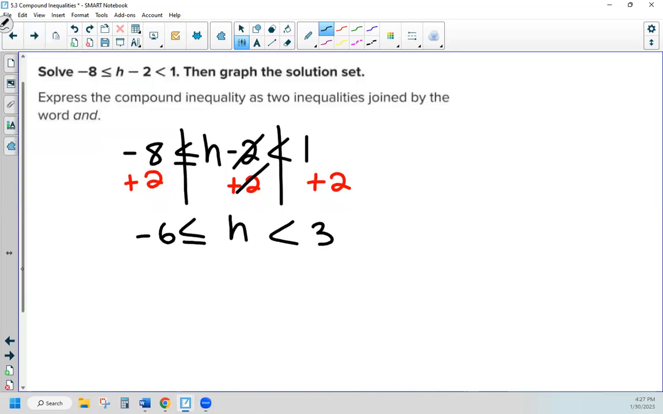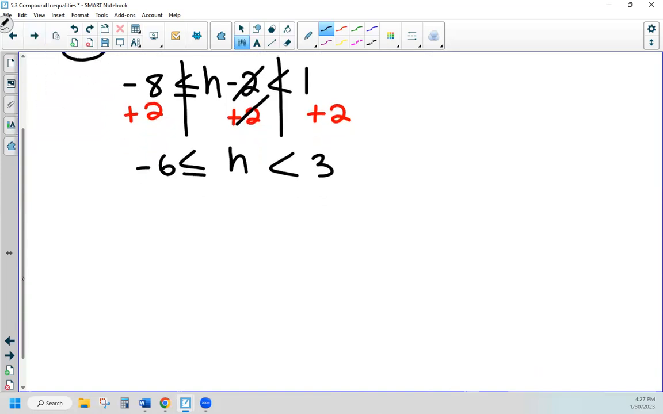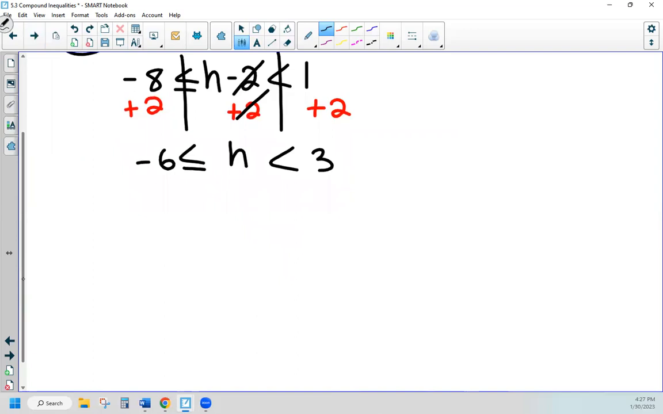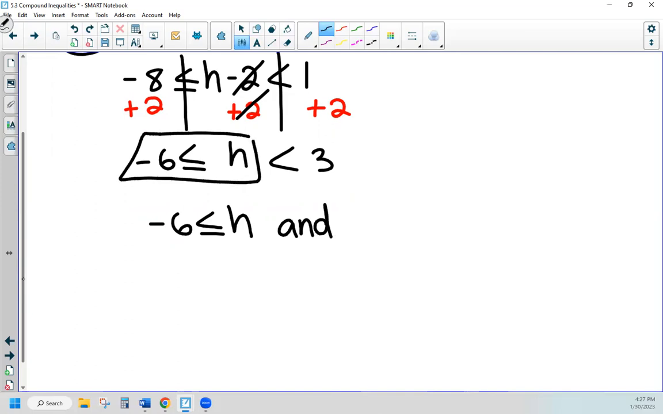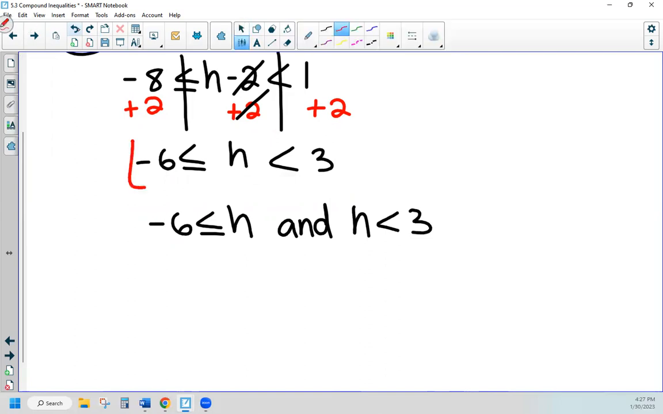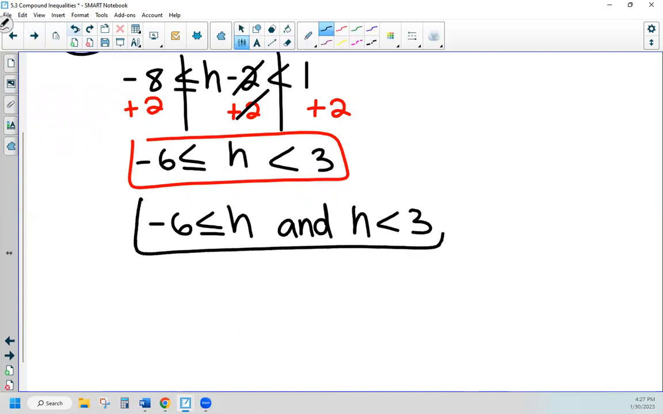I am done. Now, it does tell me here to write it with the word and. So I can write this in two different ways. I can go ahead and write -6 is less than or equal to h and, right? And I can write the other one. So the first one that I wrote is right here. I can write the other one where it's located right here, where h is less than 3. Okay, so I can write it in two ways. Here's one way right here. Here's another way right here, where it's separated by the word and.